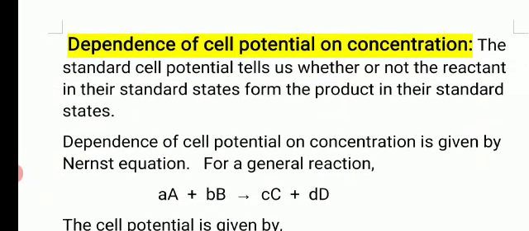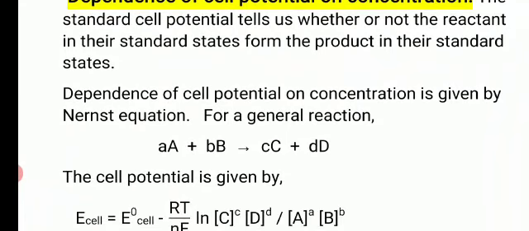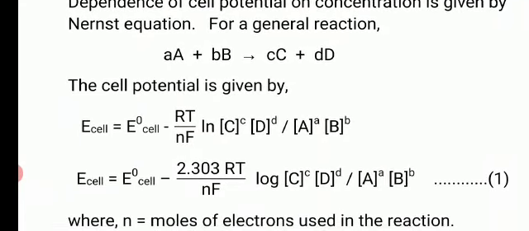Now then, dependence of a cell potential on the concentration. So cell potential depends upon the concentration of the solution. 1 molar होगा, 2 molar होगा, 3 molar होगा, whatever it may be. अब वो जो different concentration है, so Nernst equation is there. Nernst equation helps to find out the cell potential. And what is Nernst equation? E cell is equal to E naught cell minus RT upon nF, ln of concentration of product upon concentration of reactant.